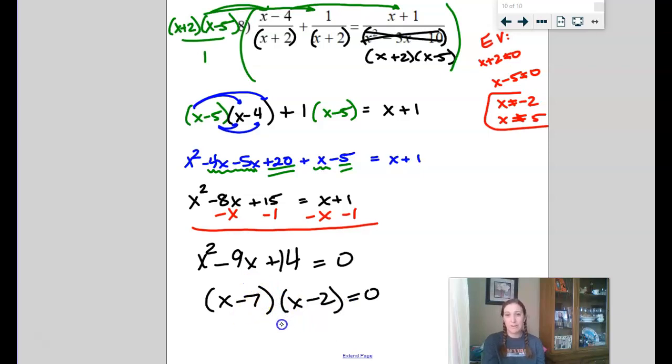So now that we solve our two factors, I should say, you get x equals 7 and x equals 2. And I almost got real nervous, excited because I went back up here to look at the excluded values and I was like, 2? But it was -2. So the two answers I can't have, -2 and 5. I didn't get either one of those answers, so I get to keep both my answers. This is a case where, again, you have two solutions to your rational equation.